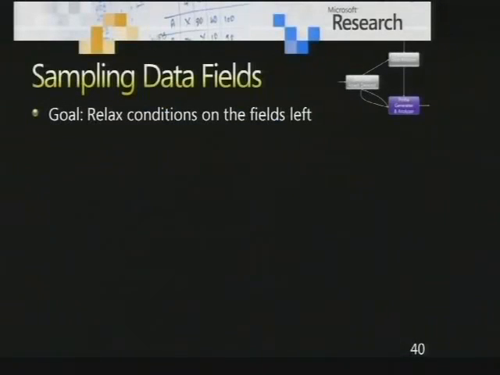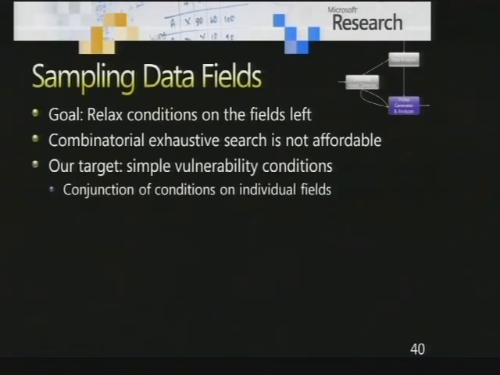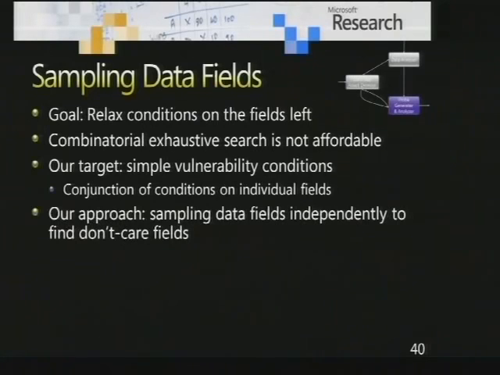The last step in probe generation is sampling data fields. The goal here is to relax the conditions on the fields left after we remove the irrelevant records. The problem is that a combinatorial exhaustive search is not affordable, because even a 4-byte field has 2 to the 32 possible values. And our target is to derive simple vulnerability conditions. In other words, we want to find the conjunction of conditions on individual fields. We don't look for conditions on combinations of two fields.